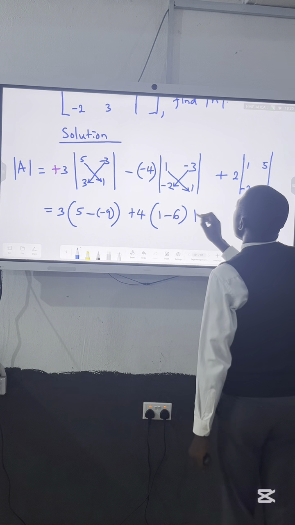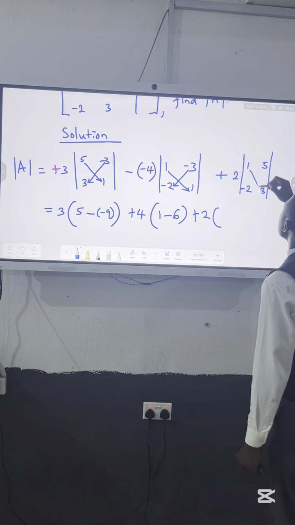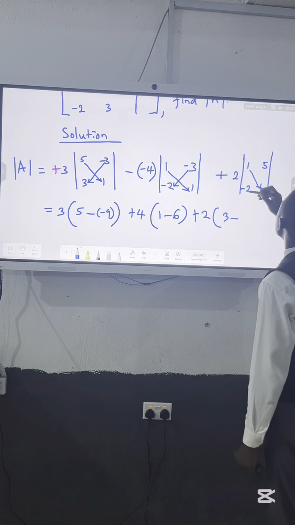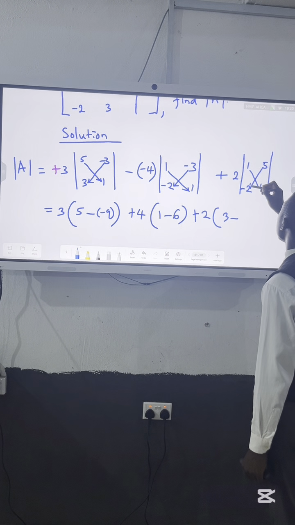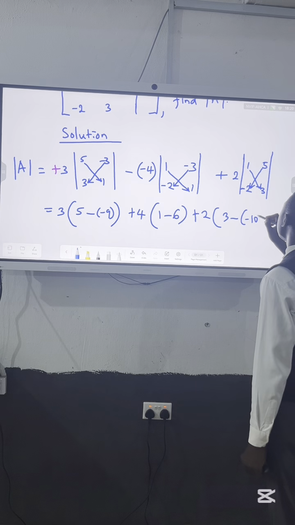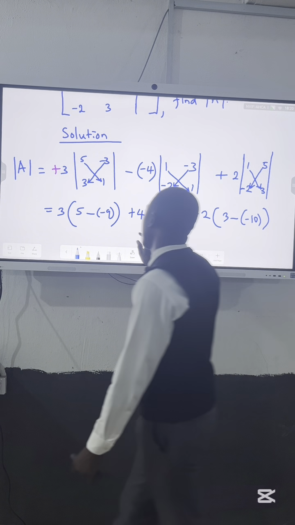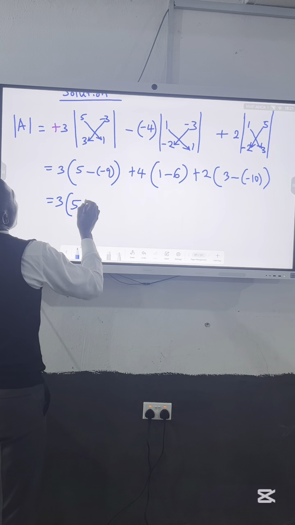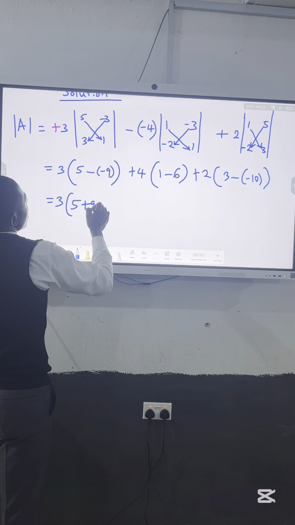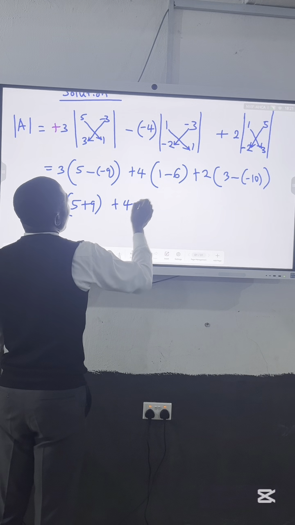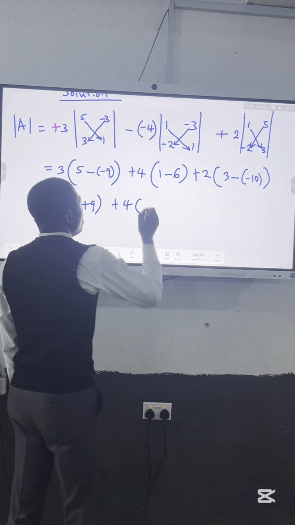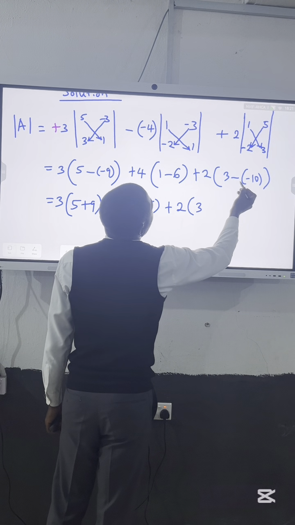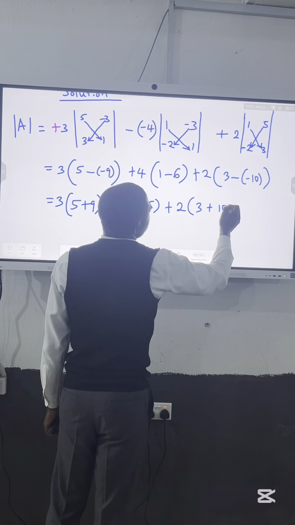Alright, when you come over here, you have 2 into, multiply this way, 1 times 3, you're going to get 3. Put your minus, then 5 multiplied by negative 2. You're going to get negative 10. Close the bigger bracket. Now, when you come over here, it will now become 3 into 5 minus times the other minus to give you plus, 9 will come out. So over here you have 4 into 1 minus 6, you get negative 5, then plus 2 into, this is 3, minus multiplied by the other minus this side is plus, 10 will come out.